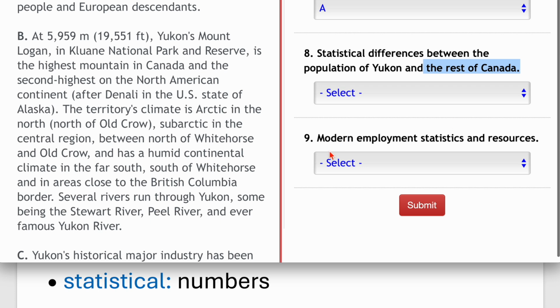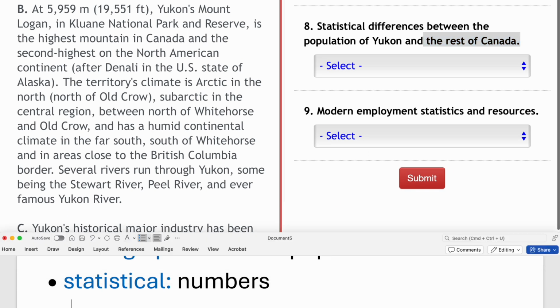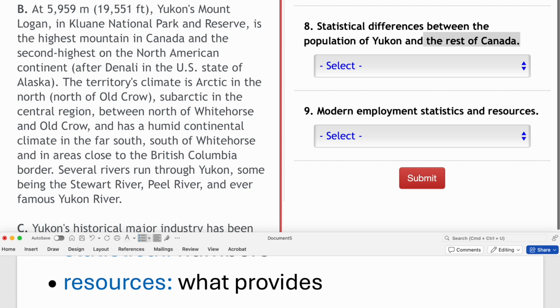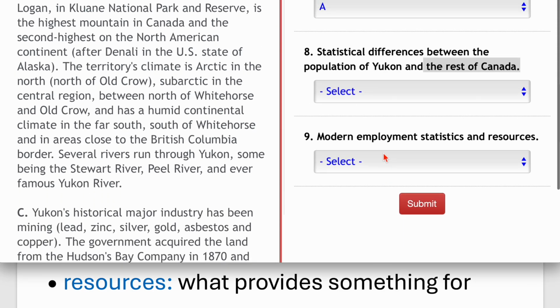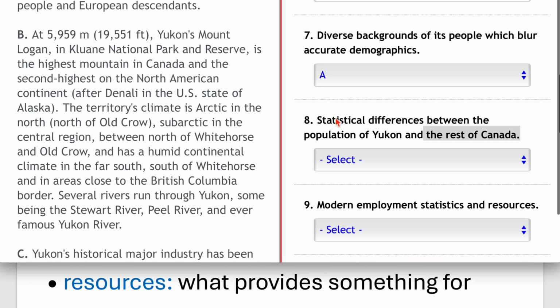Okay, and number 9, modern employment statistics or numbers and resources. Resources. What provides something for you? So your income resource, what provides you income? Your food resources, what provides you food? Did it talk about that in A? No, right? Okay. So then everyone, we read the questions very well, which we should do in the first part. Now let's get to paragraph B, okay?